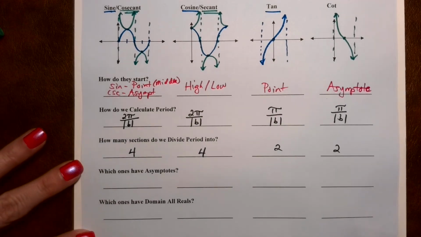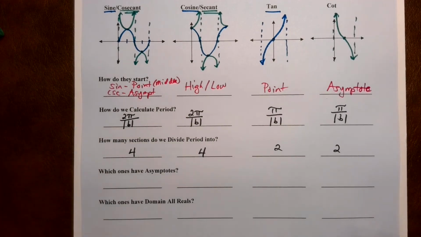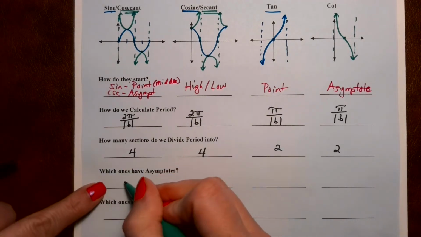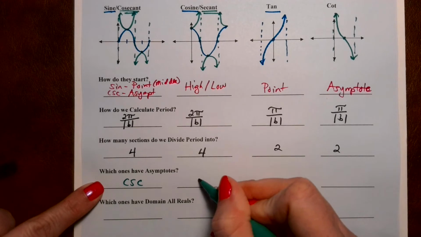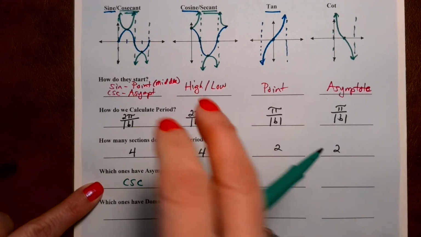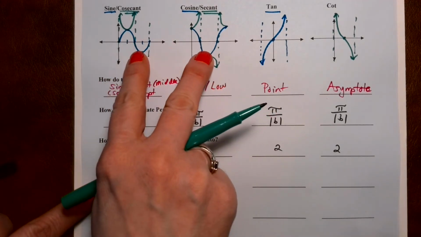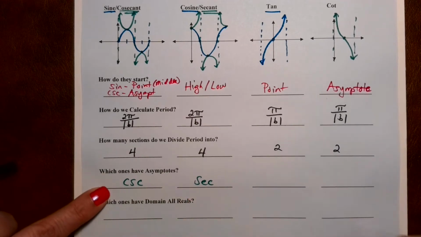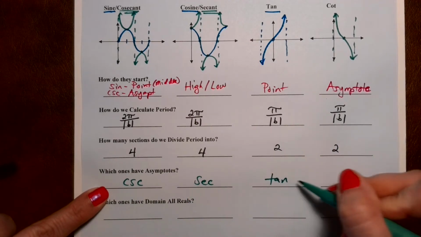Which ones have asymptotes? So cosecant definitely has an asymptote, and secant. Okay, but sine and cosine are continuous. They do not have any asymptotes. And of course, tangent cotangent has lots of asymptotes as well.